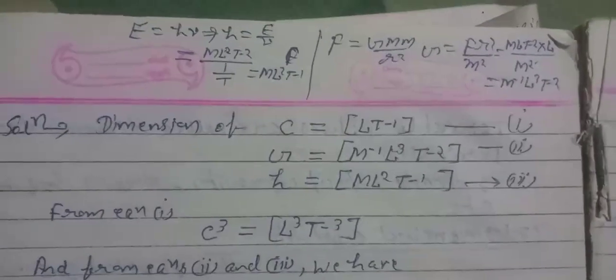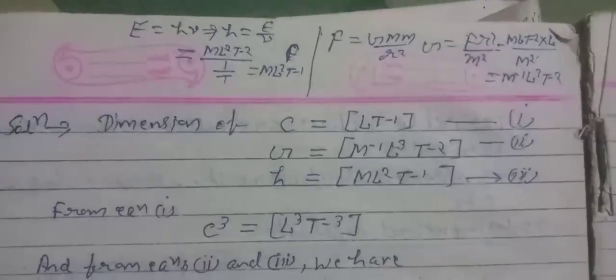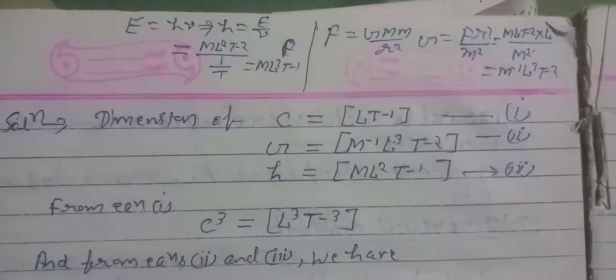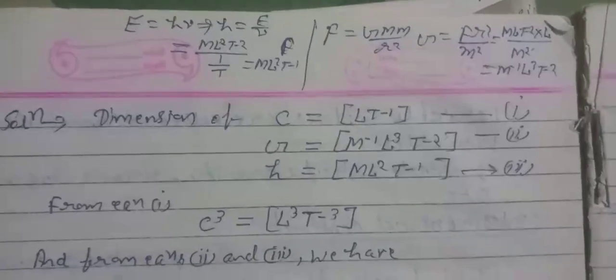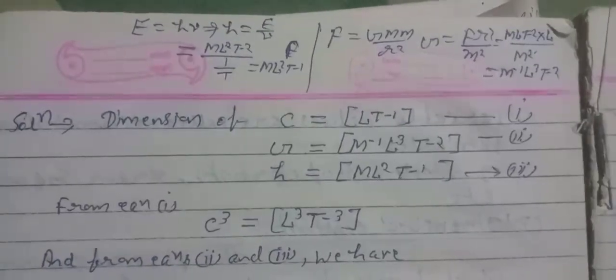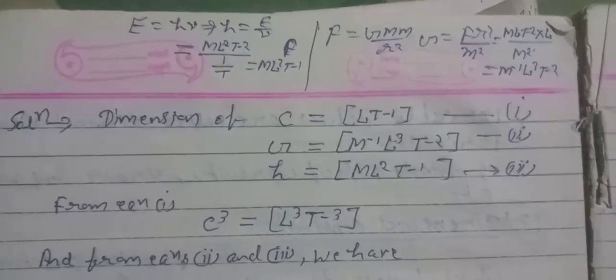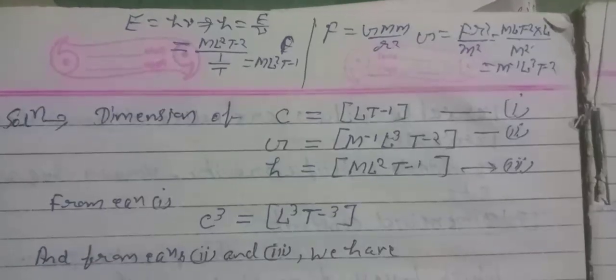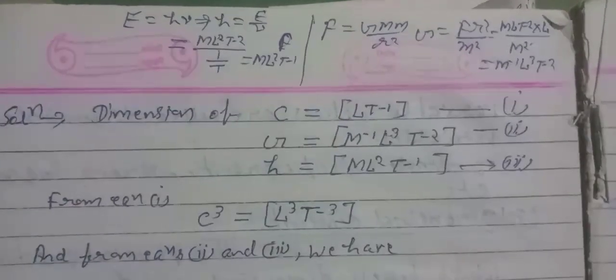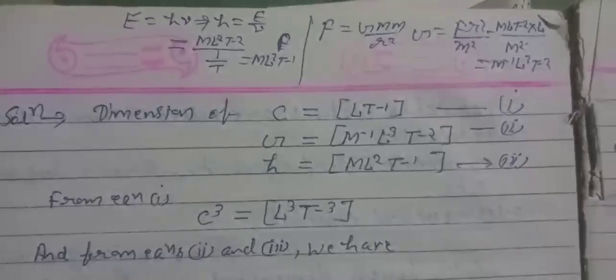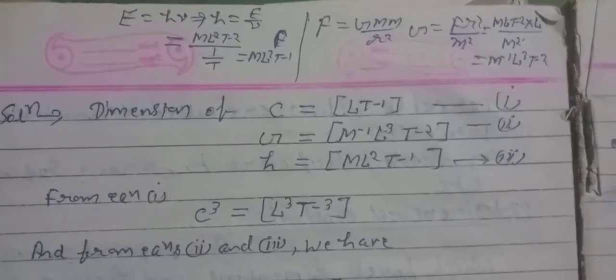We have E equals h nu. This implies h equals E by nu. Now, the dimension of E is M into L^2 into T^-2 divided by 1 by T, equals M L^2 T^-1.